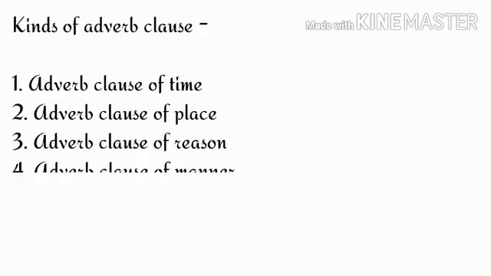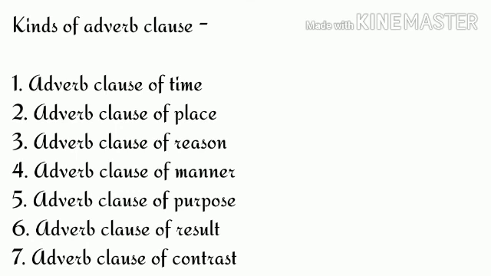Now there are 7 kinds of adverb clauses. That is adverb clause of time, adverb clause of place, adverb clause of reason, adverb clause of manner, adverb clause of purpose, adverb clause of result, adverb clause of contrast and concession.